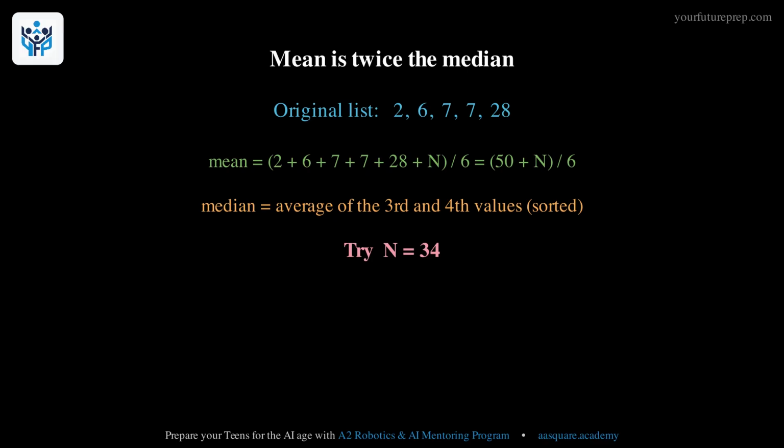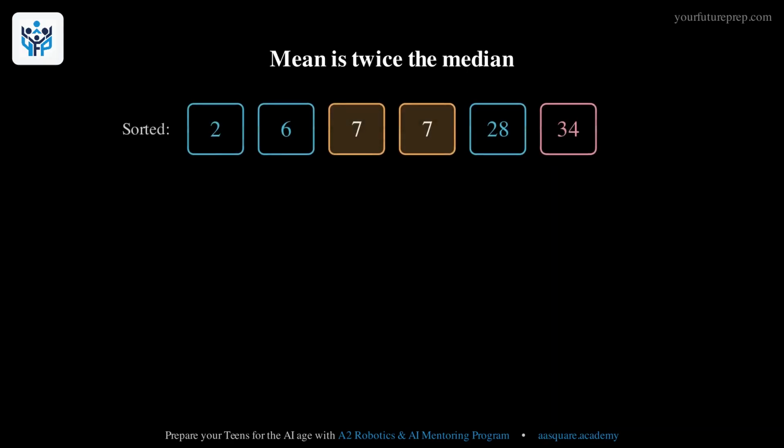n equals 34. Putting 34 into the list and sorting gives 2, 6, 7, 7, 28, 34. The two middle values are 7 and 7, so the median is (7 plus 7) over 2, which is 7.